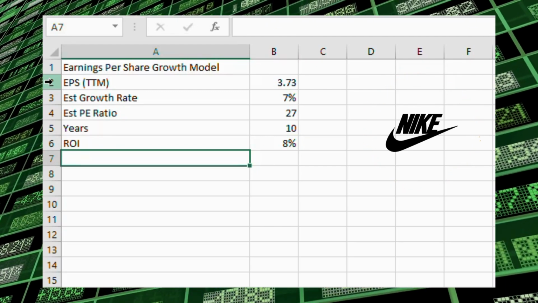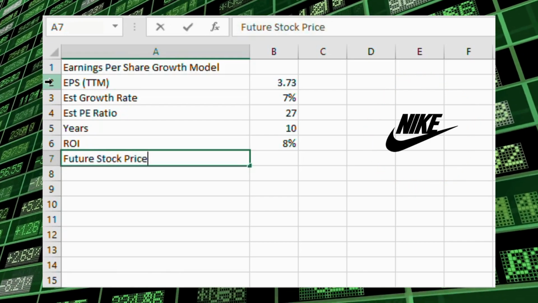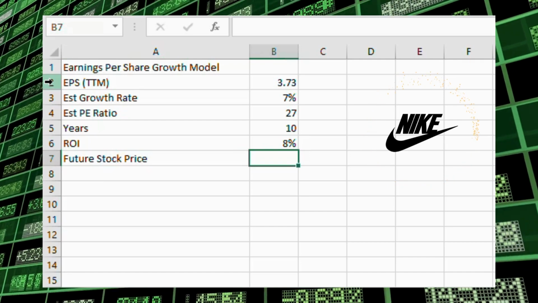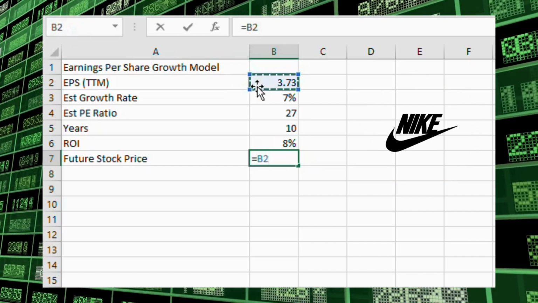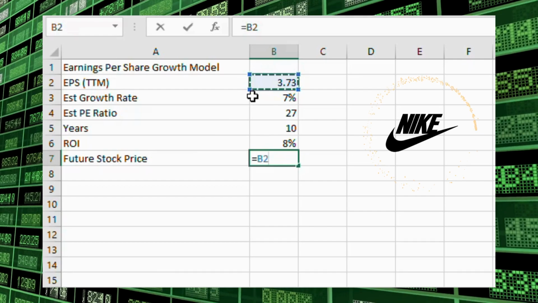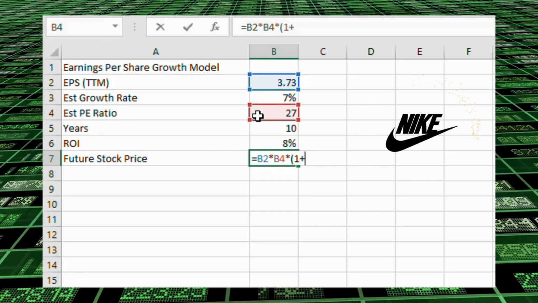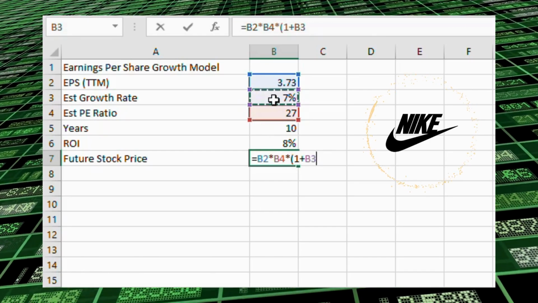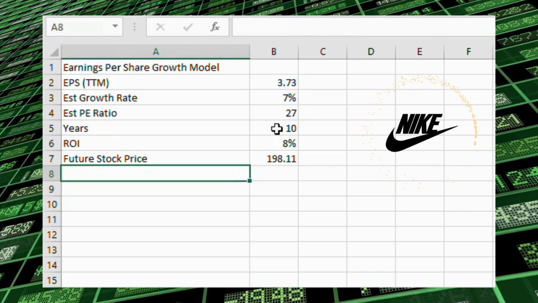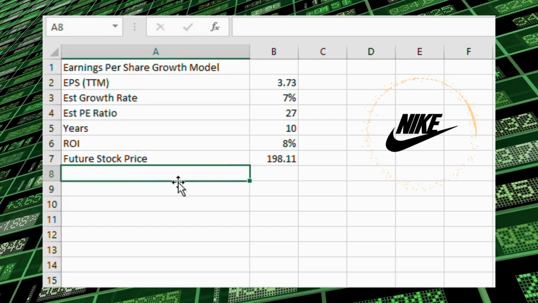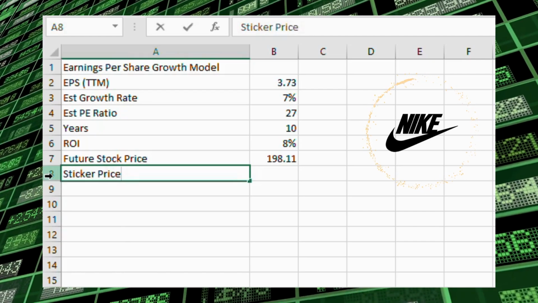Step 7. Next, we'll calculate the future stock price. In A7, label this as future stock price. In B7, input the formula equals earnings per share for the trailing 12 months times the estimated PE ratio times, then open brackets, 1 plus estimated growth rate, close brackets, raised to the power of the years. This formula uses the current EPS for the trailing 12 months, multiplies it by the estimated PE ratio, and factors in the growth rate over the specified number of years.